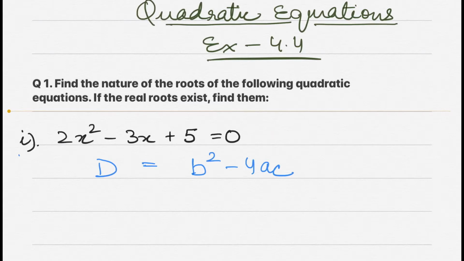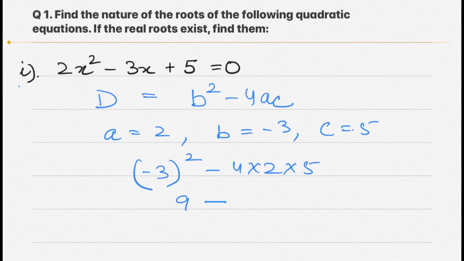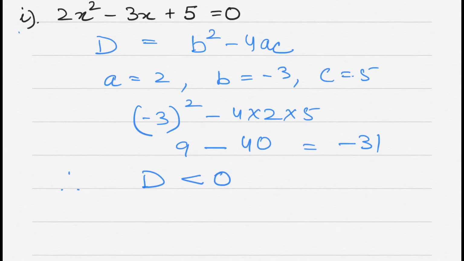According to this equation, which is in the form of ax square plus bx plus c, my a is equal to 2, b is equal to minus 3, and c is equal to 5. Let's substitute the values. b square will be minus 3 whole square, minus 4 into 2 into 5. So this is 9 minus 40, and I get minus 31. My discriminant is less than 0 because it is negative, so there are no real roots for this equation.